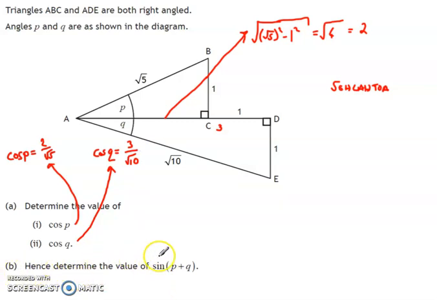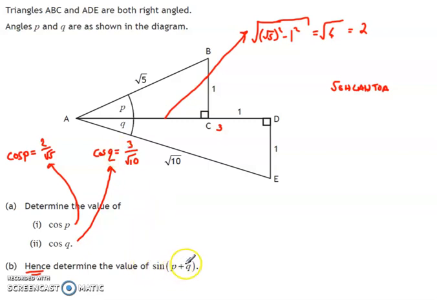Then it says, hence determine the value of sine of p plus q. A key thing to look for in this sentence is hence. Hence means use what you've just done. So the cos p and the cos q are going to come into play somewhere in this question. And even if the values were wrong, ultimately, I would still have to use the values that I had there as part of the question. Otherwise, I'm not following the hence, i.e. use what you've just calculated.